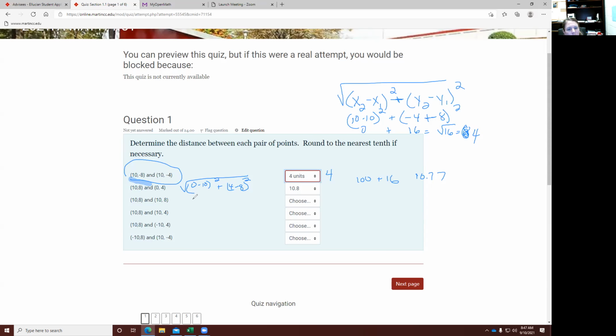This one, 10 minus 10, we know it's going to be 0. 8 minus 8 is going to be 0. What's the square root of 0? It's just going to be 0. That one's going to be 0. 10 minus 10 again, it's going to be 0. 4 minus 8 is going to be -4. So that's going to end up being -4 squared, which is 16. And the square root of 16 is 4.